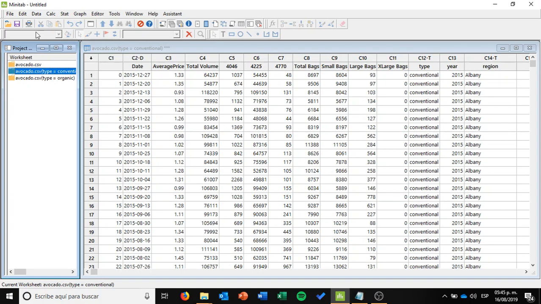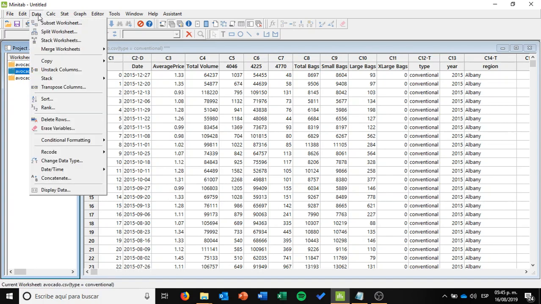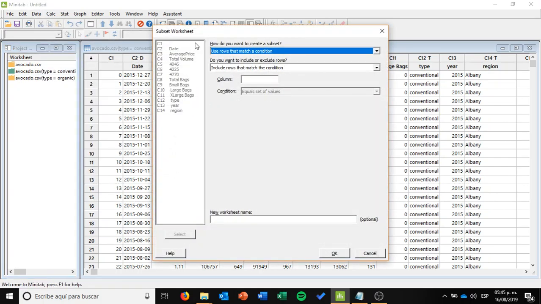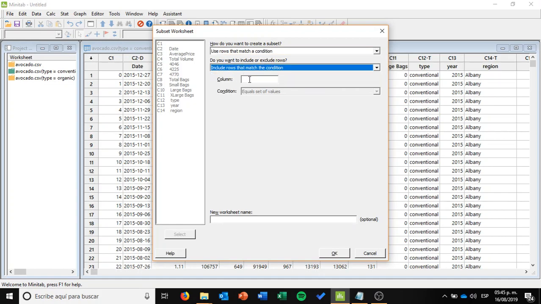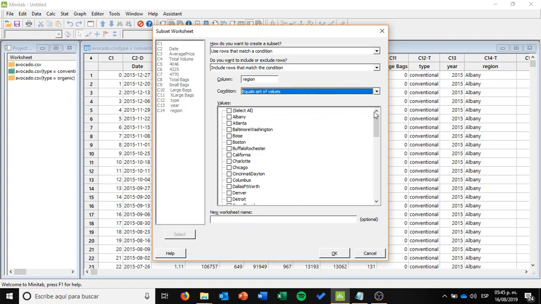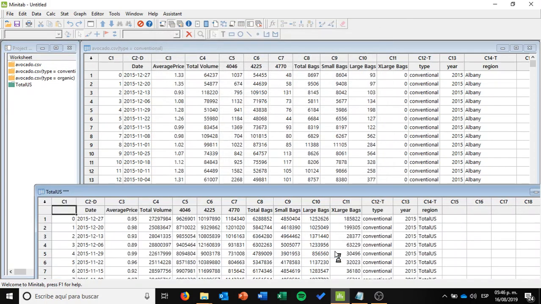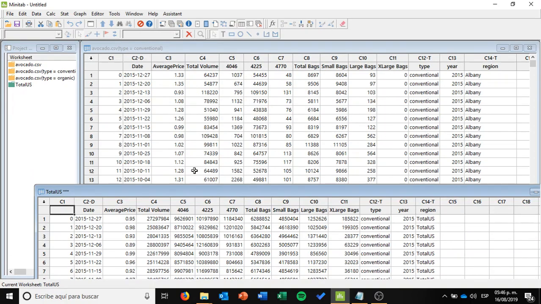What I'm going to do is, by using the menu Data, Subset Worksheet, I'm going to select a new worksheet in which I want to use the rows that match a condition. Which condition? The one that includes that in the column region, the region that I am taking is the total US. And let me name this new worksheet Total US. Here it is. I press OK, and now I have a new worksheet, this one that I have in here.